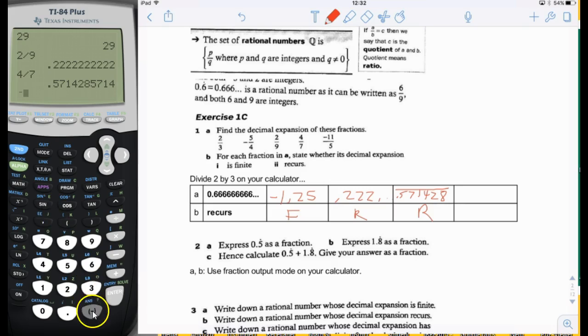Finally, negative 11 fifths. Negative 2.2. So this one is finite, right?